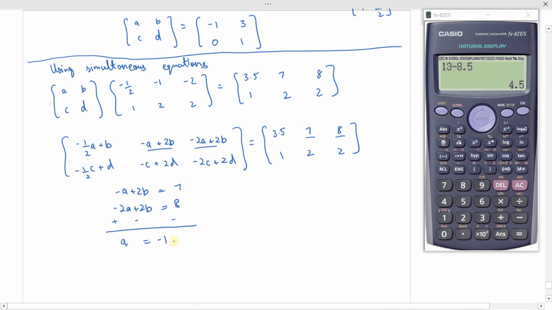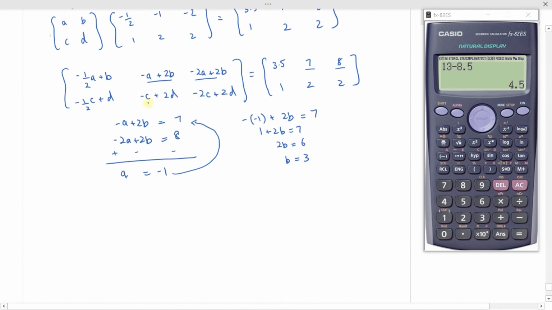And then I can substitute this value of A into the first equation. So minus A will become minus of minus 1, plus 2B equals 7. 1 plus 2B equals 7. 2B equals 7 minus 1, 6. B equals 3. And then similarly, I can use these two equations and these two corresponding values. So second row, second column and second row, third column. So minus C plus 2D will equal 2. And similarly, minus 2C plus 2D will also equal 2.